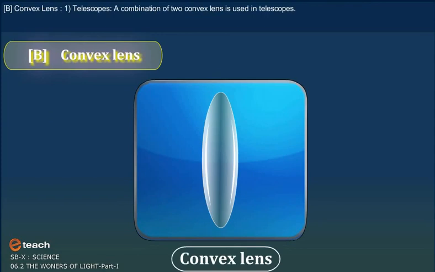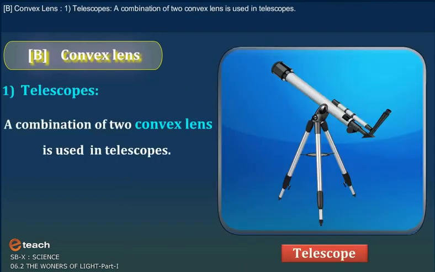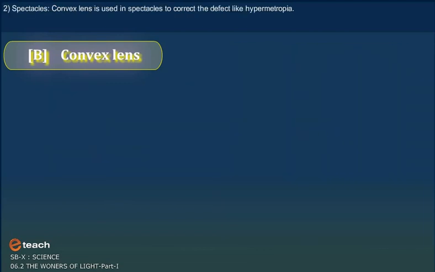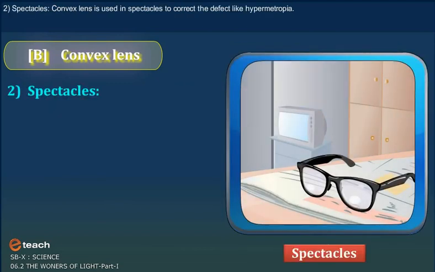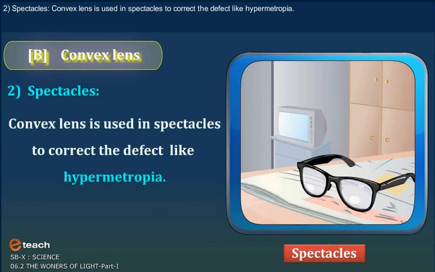B. Convex lens. 1. Telescopes. A combination of two convex lenses is used in telescope. 2. Spectacles. Convex lens is used in spectacles to correct the defect like hypermetropia.